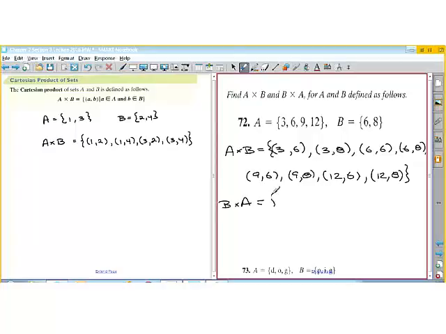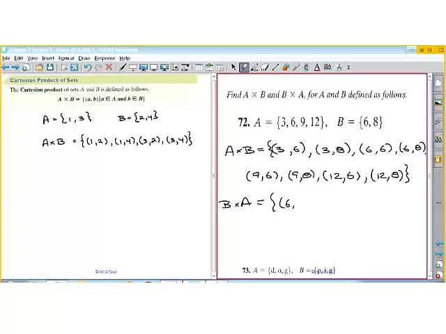Now if you do B cross A, you're still going to have 8 pairs, but they're not going to be the same. What we do now is we let the first number be either 6 or 8, and let the second number be either 3, 6, 9, or 12. So here we had groups of 2 together. We had 2 associated with this, 2 associated with that, 2 associated with that. In this case, we have 2 choices for the first number and 4 choices for the second number.